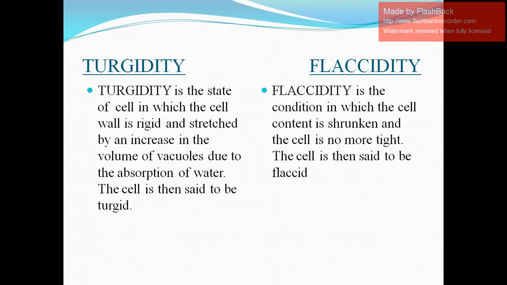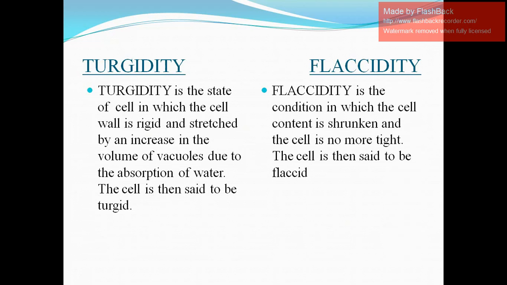Turgid means, suppose you take the example of a balloon and you fill the balloon with water. What will happen? The balloon will become tight. Such a condition is called the turgid condition of a cell. Similarly, when a cell is fully filled with water and the vacuoles increase in size, especially in a plant cell, the cell has no more space to take any more water. Such a tight condition of the cell is known as turgidity.